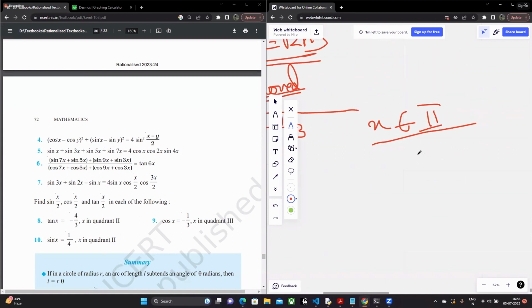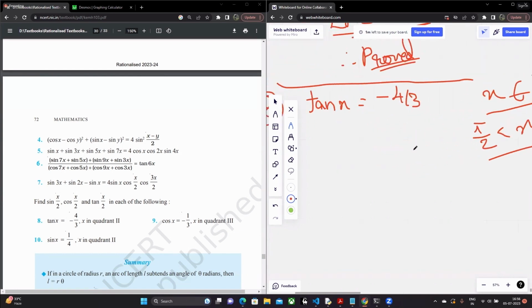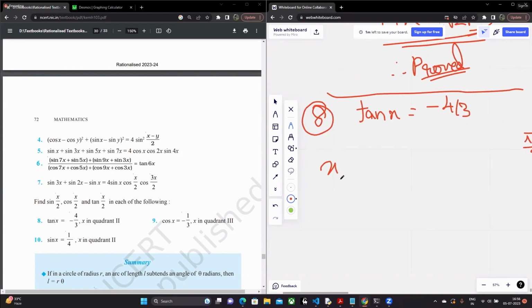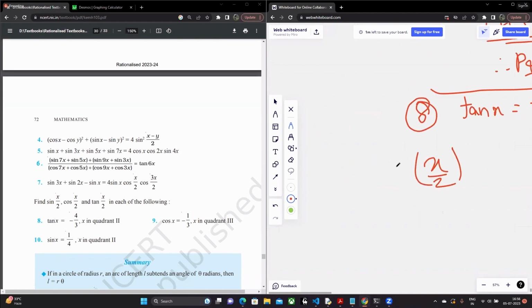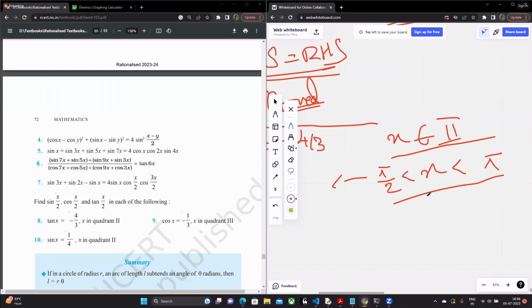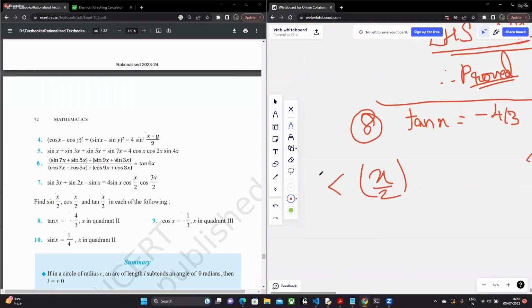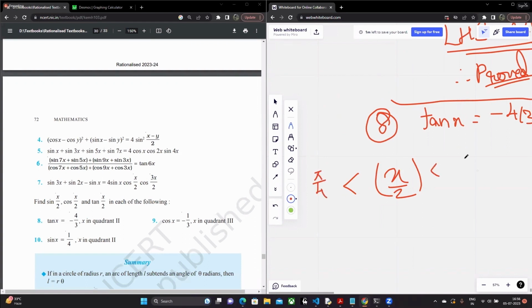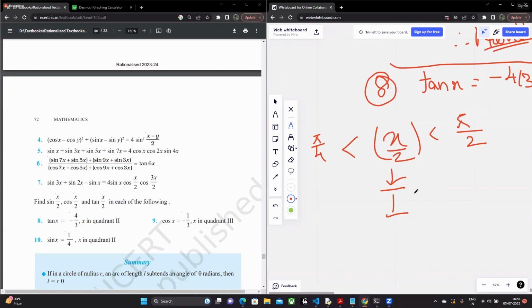If x is in quadrant 2, that means that pi by 2 is less than x is less than pi. Remember this, because when you're dealing with half angles, you have to see where x by 2 lies and not x. So since x lies between pi by 2 and pi, your x by 2 is going to lie between pi by 4 and pi by 2. Or this is going to lie in quadrant 1.